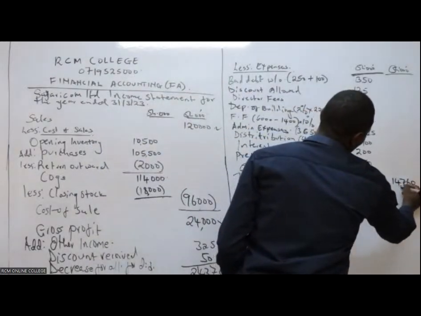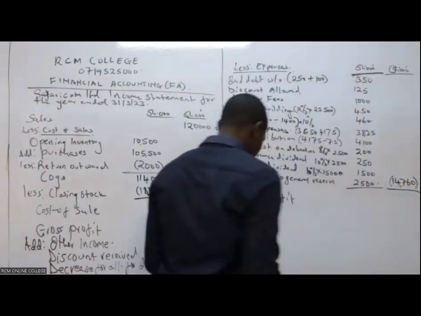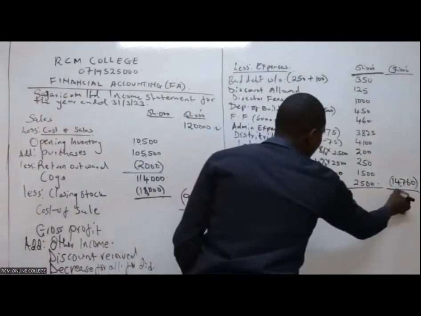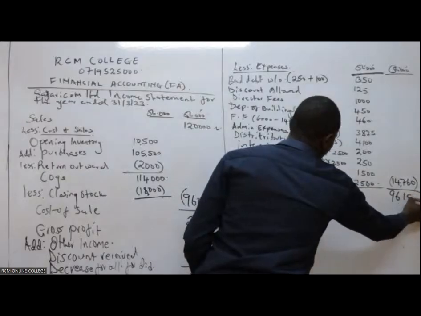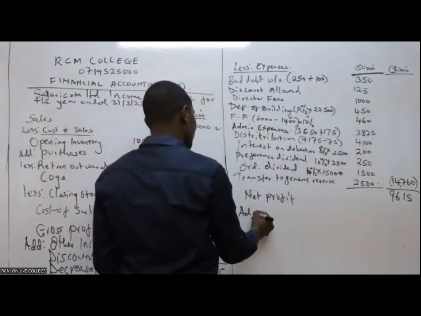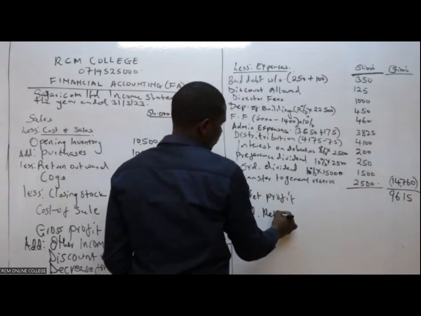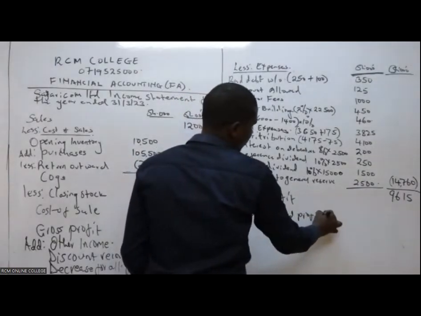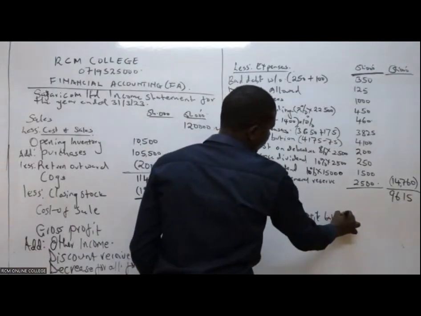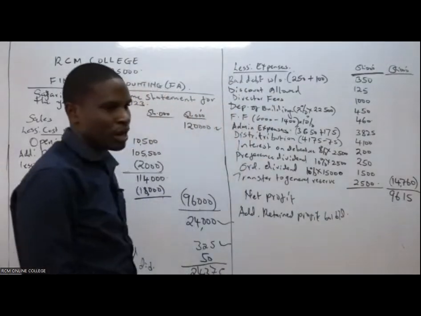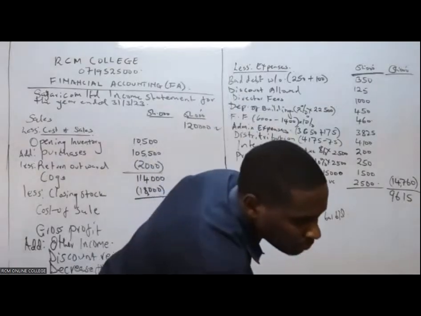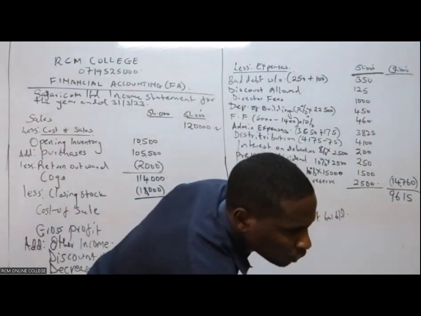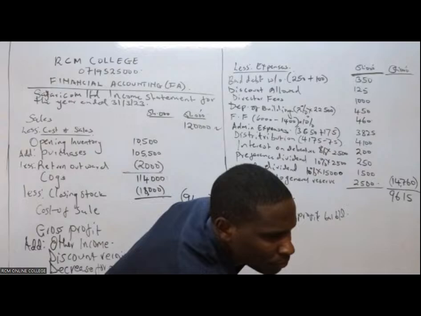14,760. Now having that, we can less that to get something like, I'm getting 96,15. And then you add retained profit balance brought down. The retained profit balance brought down, class, we shall get it. Let me share this question. Retained profit balance brought down.